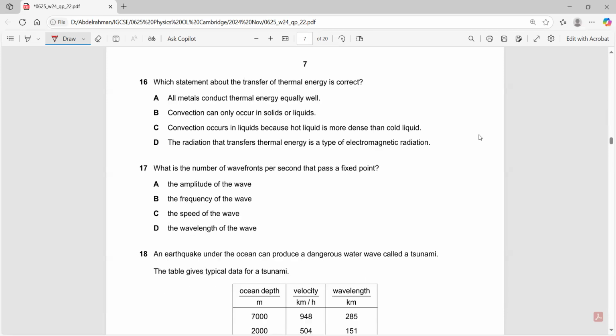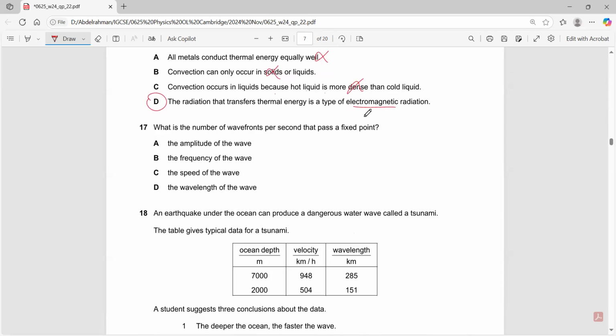Which statement about the transfer of thermal energy is correct? All metals conduct thermal energy equally well. No. Convection can happen in solids. No. Convection occurs in liquids because hot liquid is more dense. Again, wrong. The radiation that transfers thermal energy is, yes, a type of electromagnetic radiation, or infrared radiation to be more specific.